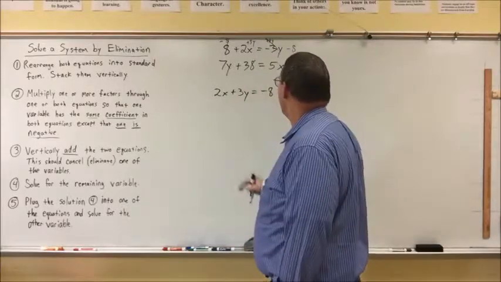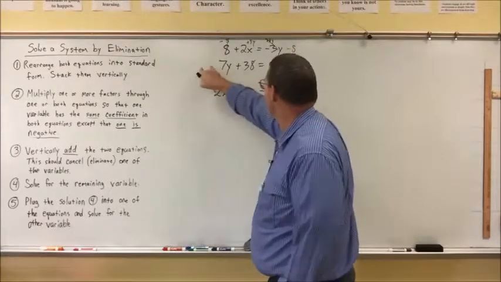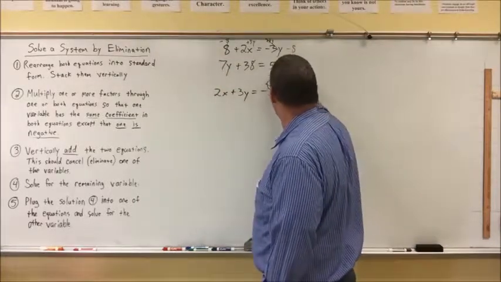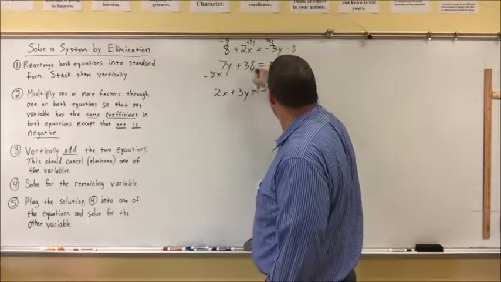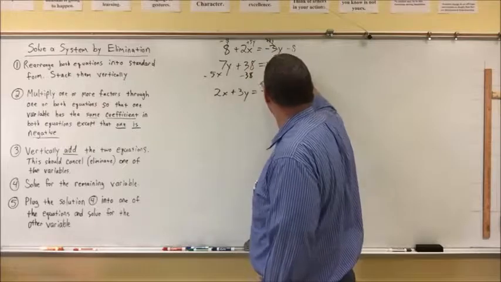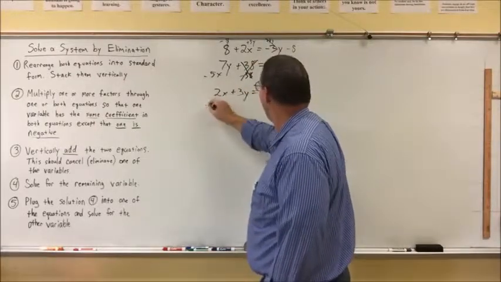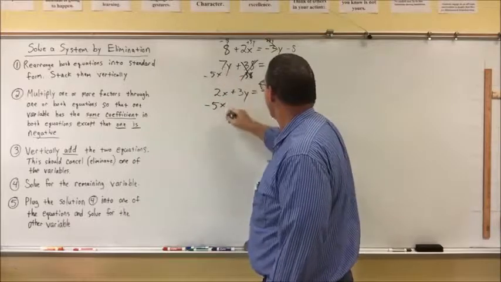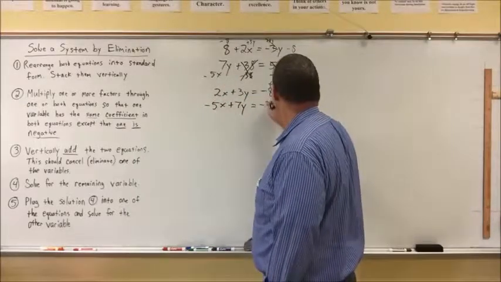Okay? Now this second one here, I've already got the 7y on this side. I want to move this 5x over here, so I'm going to subtract 5x from both sides. It's going to cancel this. Then I want to subtract 38 from both sides. That's going to cancel this. And now I have negative 5x plus 7y is equal to negative 38.